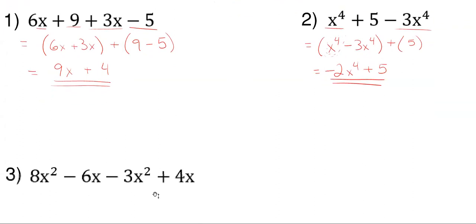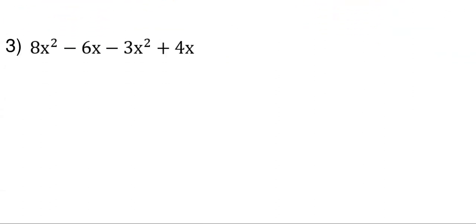Alrighty, so let's scroll down and do our last one here. For our last one, we have 8x squared minus 6x minus 3x squared plus 4x. Okay, let's start with our first term here, which is usually a good place to start in combining like terms. Just work your way from left to right. So we have x squared up first. So let's go 8x squared.